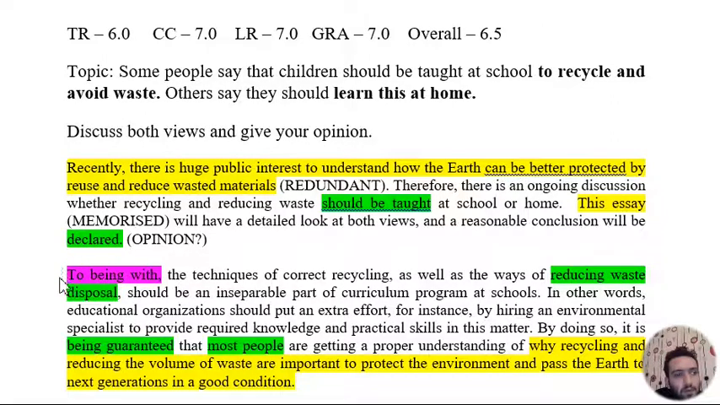If we turn to the body paragraph 1, we can see one problem here: "to begin with." I'd say "to begin with" is used as a linker, not to discuss both views and give your opinion essays, because in these essays we provide two different opinions, and "to begin with" is better used when you agree or disagree on some topic, on some points, and you provide the first reason and then the second reason. That's why it seems a bit strange here.